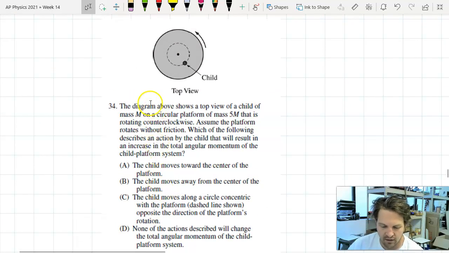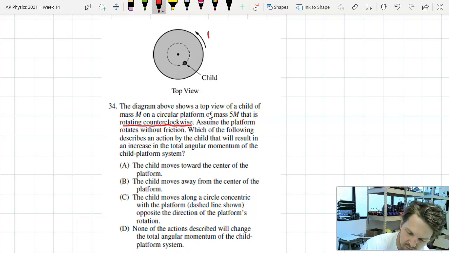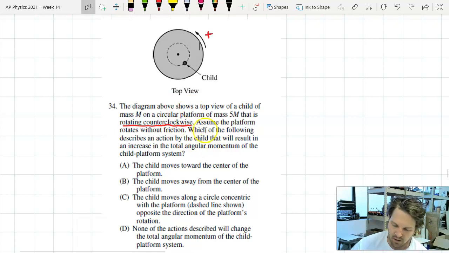34, the diagram above shows a top view of a child of mass m on a circular platform of mass 5m that is rotating counterclockwise. Remember, counterclockwise is positive. Assume the platform rotates without friction. Which of the following describes an action by the child that will result in an increase in total angular momentum?